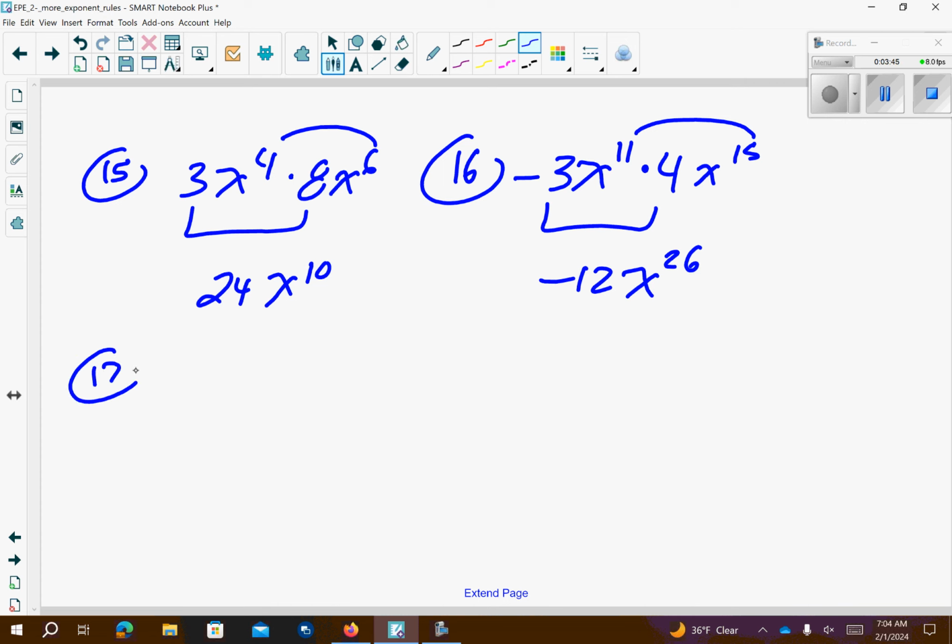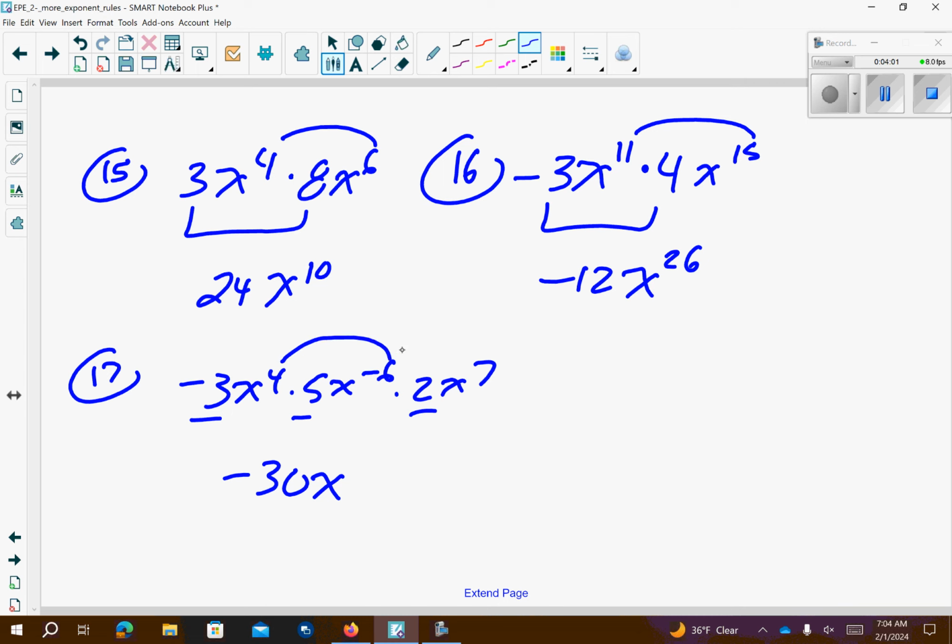Number 17, I get negative 3x to the 4th times 5x to the negative 6 times 2x to the 7th. So negative 3 times 5 is negative 15. Negative 15 times 2 is negative 30. And then I have x. Let's add the exponents. So 4 minus 6 is negative 2. Negative 2 plus 7 is 5. So negative 30x to the 5th.